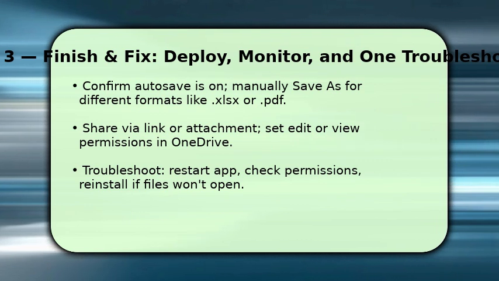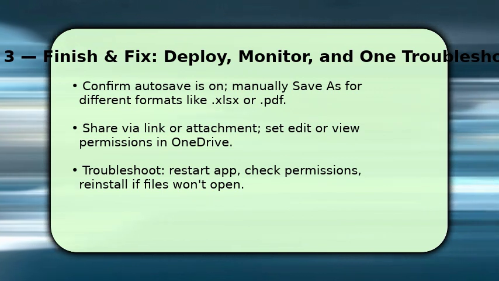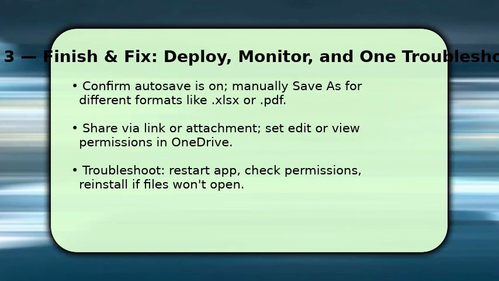Once ready, tap Share and choose Link or attach the file, setting view or edit permissions in OneDrive so collaborators get appropriate access. If something breaks, like the app won't open a file or sync, restart the app, verify storage permissions, and as a last resort, reinstall the app to restore functionality.